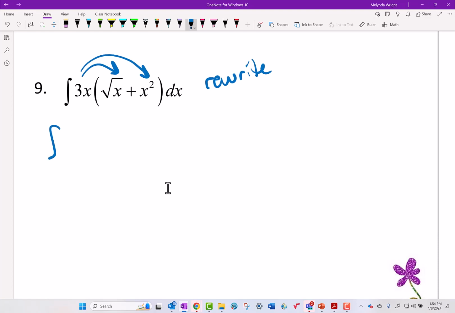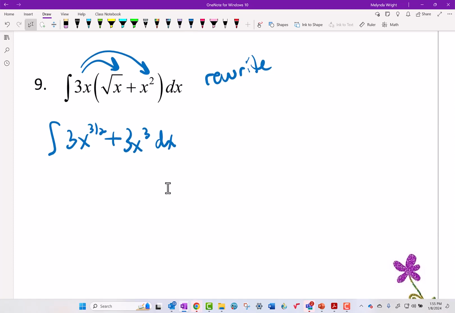Okay? 3x times x to the 1/2 is 3x to the 3/2. 3x times x squared is 3x cubed. So that's just algebra. We okay? Does everybody understand where I got the 3/2 from? Right? When I multiply x times x to the 1/2, if I multiply common bases, what do I do to the exponents? I add them, right? That's algebra. 1 plus 1/2 is 3/2.